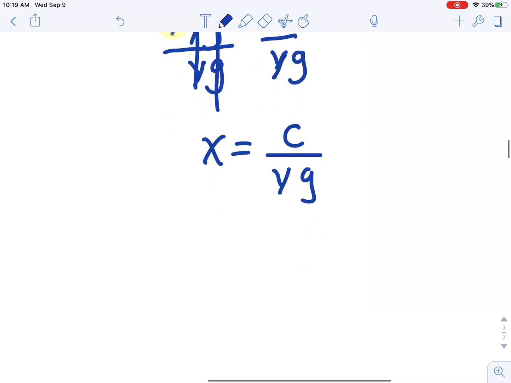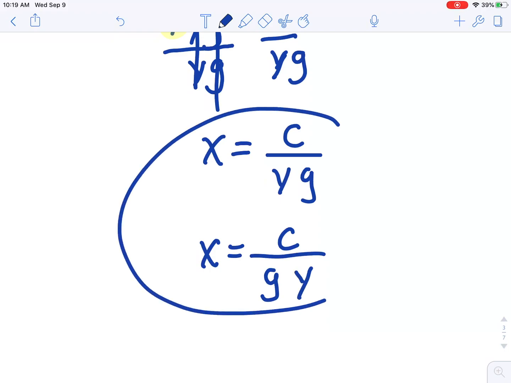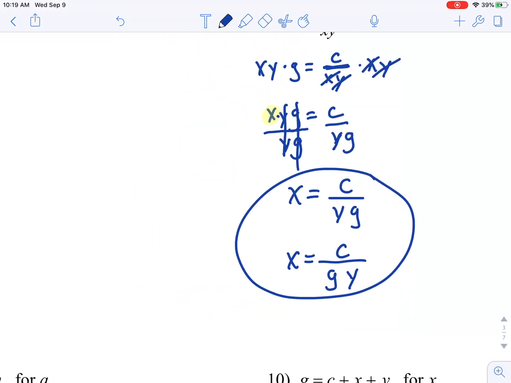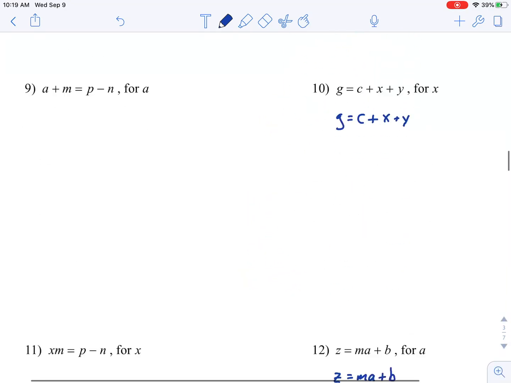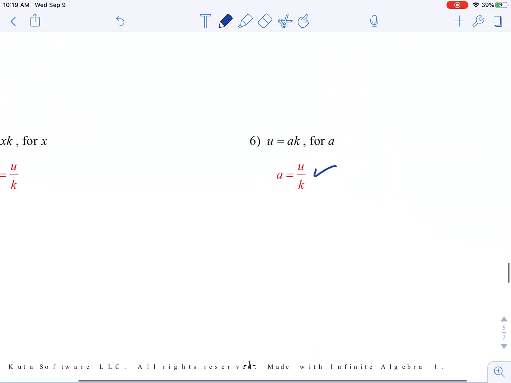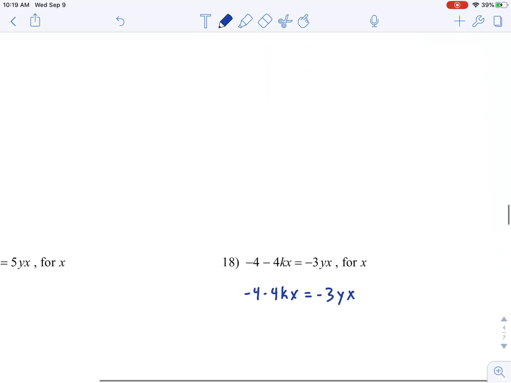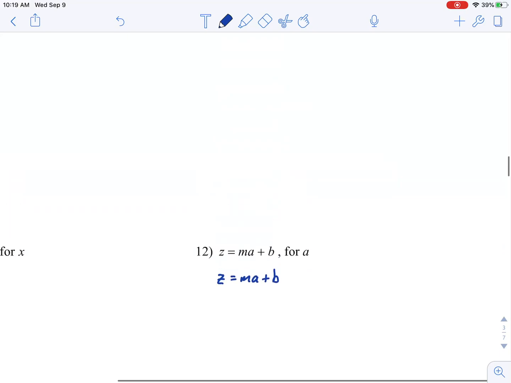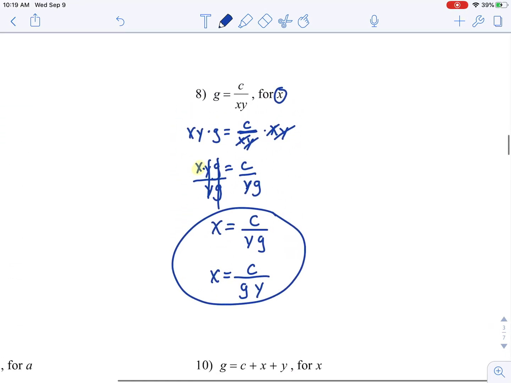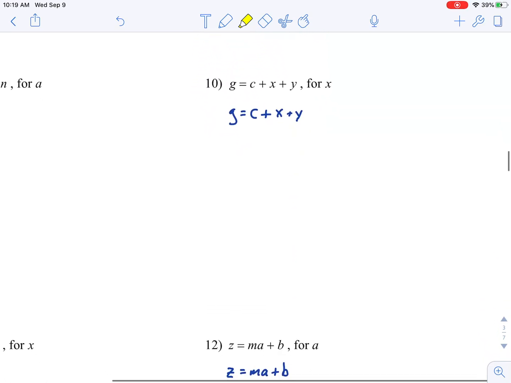Or like I said before, typically in algebra you do put variables in alphabetical order, so gy. I would say both of those are equivalently good solutions. Let's scroll down to number 8 and look at that. There it is. So it's all basically a game of focusing in on what you want to isolate, look at what's being done, and do the opposite. Opposite of times is divide, opposite of plus is minus, and just manipulate it.